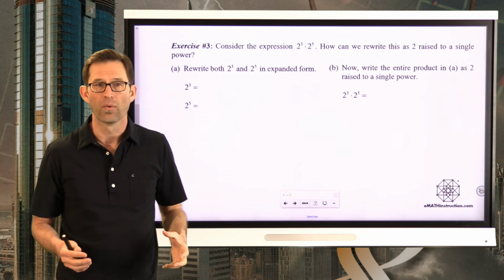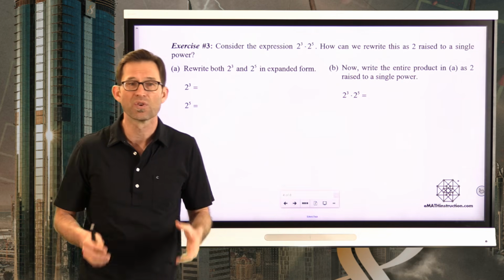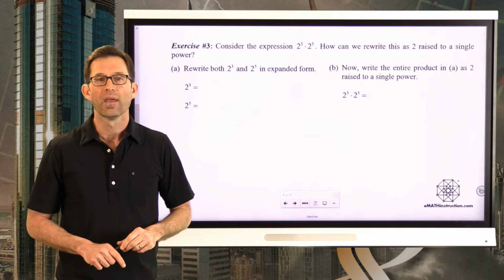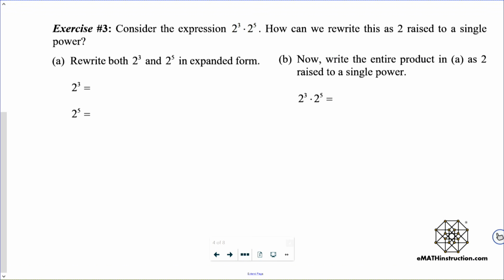How does that work out? What can I do with those exponents? So let's discover that in both A and B. In letter A, it asks us to rewrite both 2 to the 3rd and 2 to the 5th in expanded form. All right, this is simple enough.